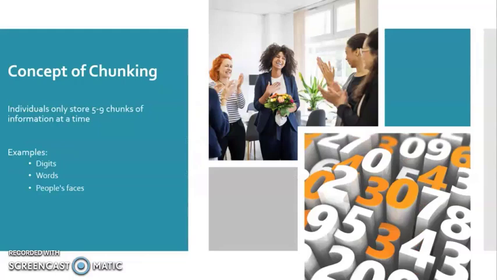The concept of chunking. Individuals can only store 5 to 9 chunks of information at a time. So these are things like digits, words, people's faces. And this was a significant contribution to the understanding of information processing. The concept of chunking was one of Miller's major contributions because it became a basic element of later theories of memory.